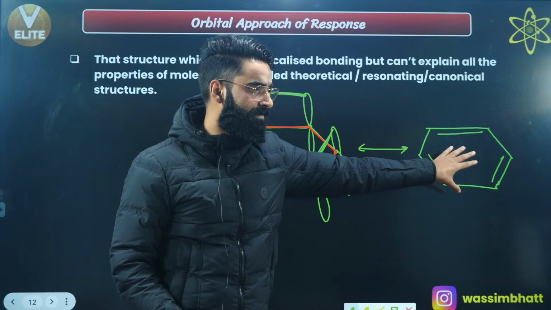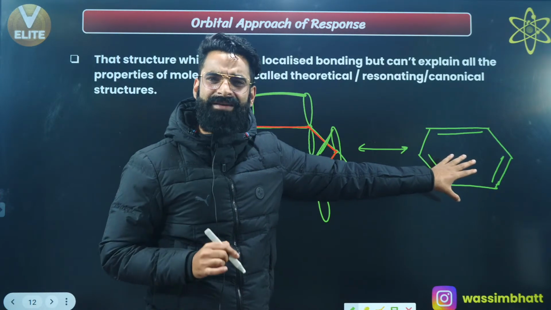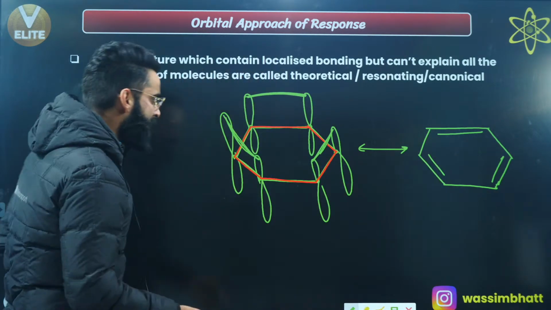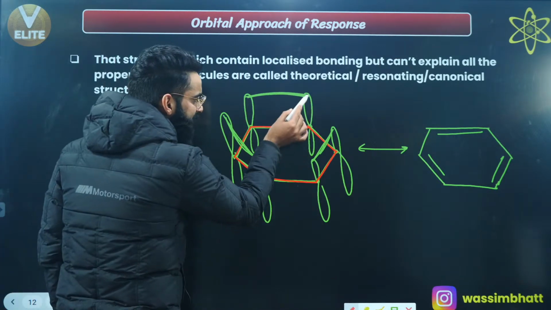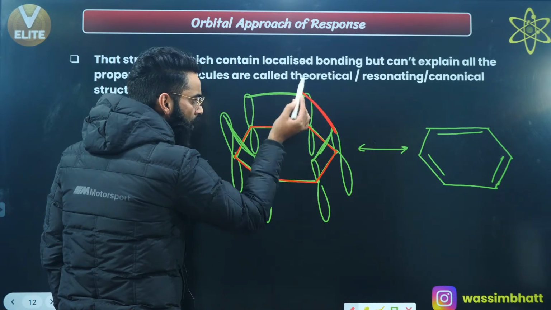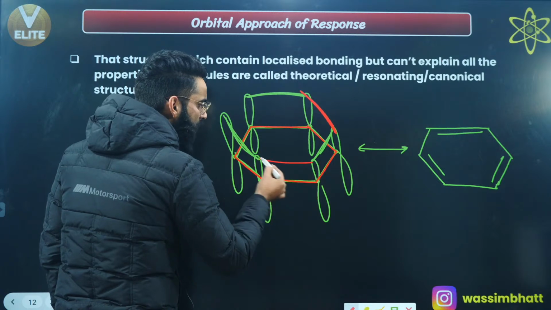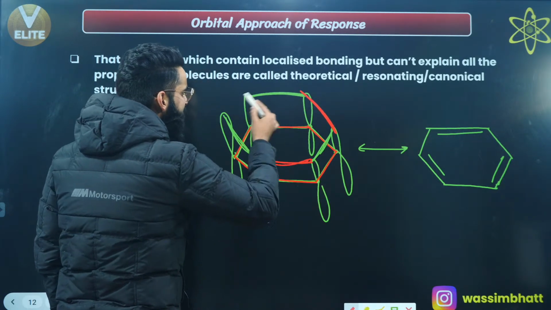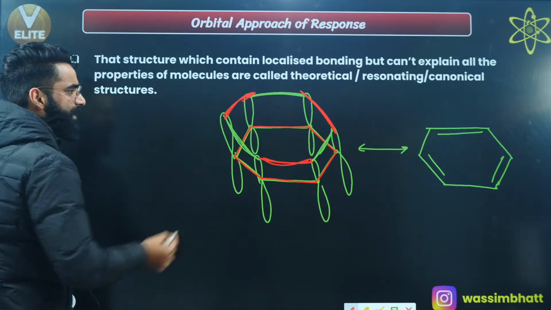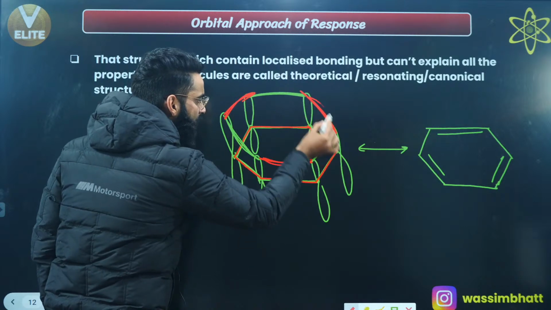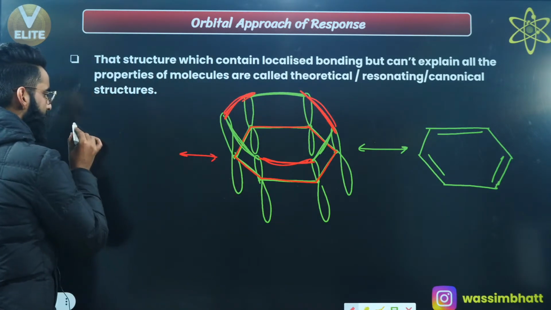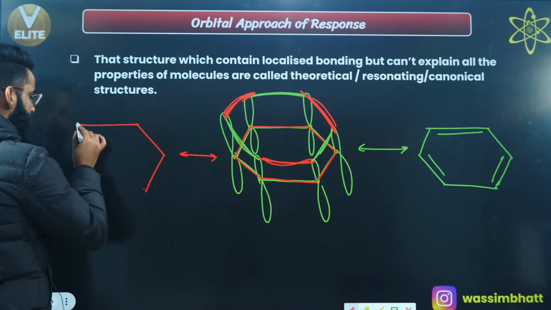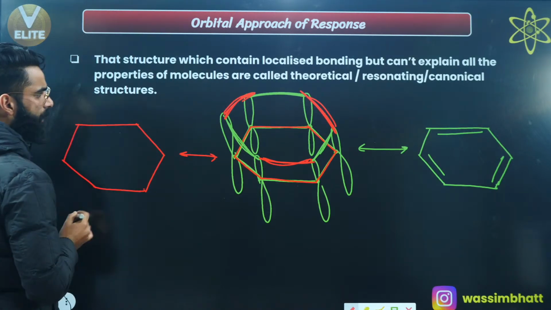Now at the same time, there would have been one more probability as well. These two orbitals would have also overlapped, and due to the sideways overlapping of these orbitals, I can propose one more structure of benzene. So what is that structure going to be?